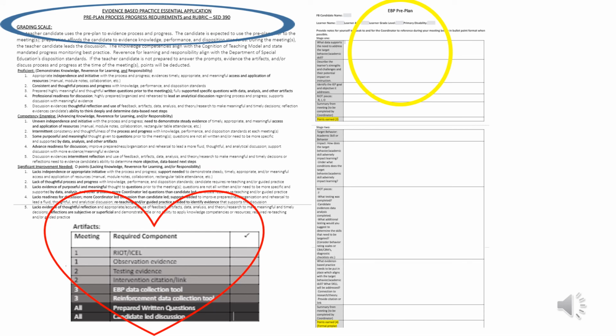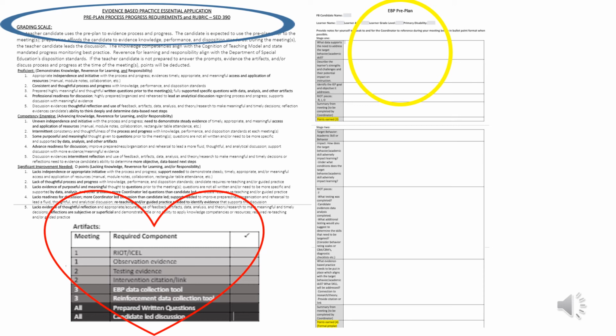Pre-planned meetings are a vital part of the essential application process for the EBP application. You will need to prepare your responses ahead of time when you have your meetings with your coordinator. You will want to be sure you have all of the questions, documentation, evidence, and materials for your pre-plans prior to this meeting as well.